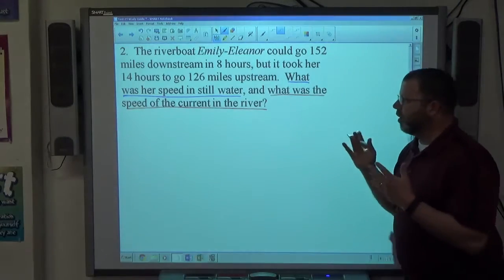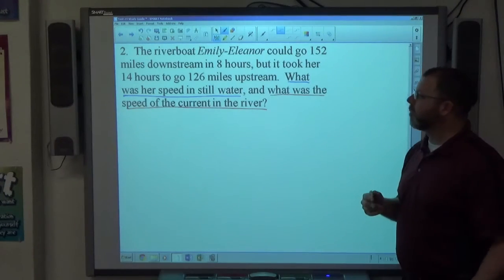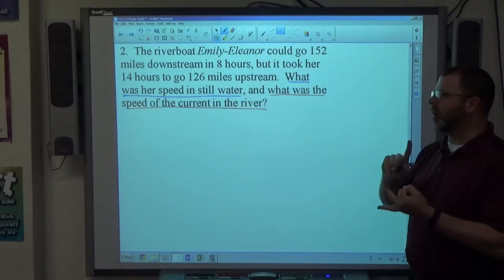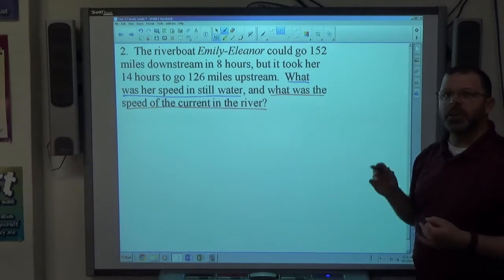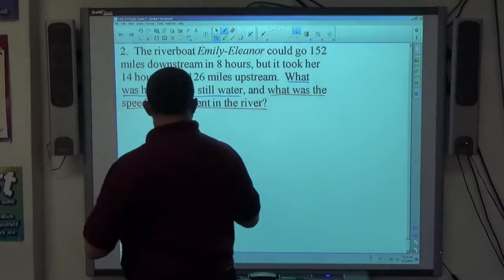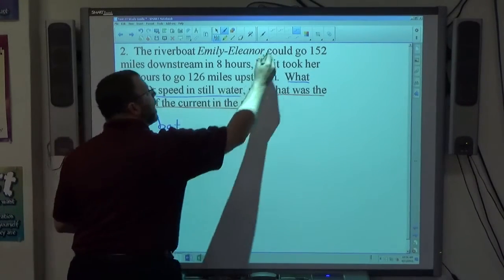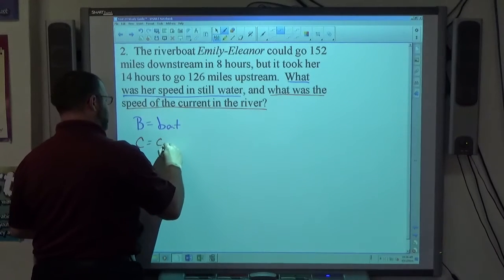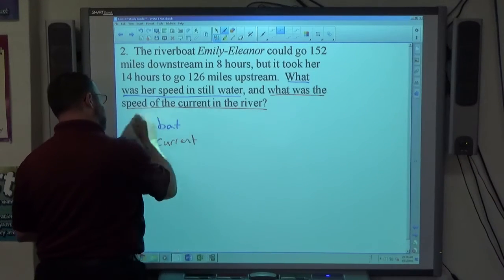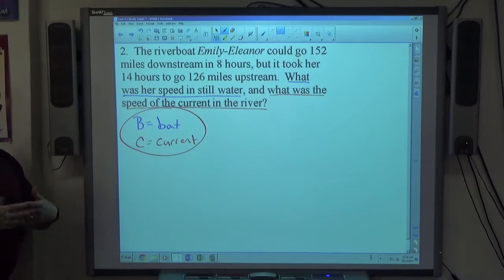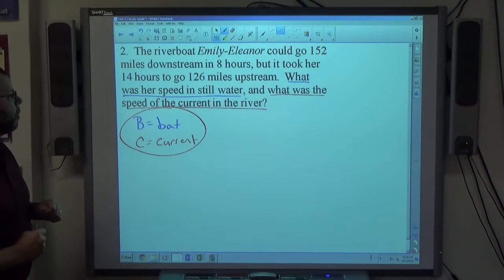So, the first thing we want to focus on in a boat in the river problem is how fast they can go in still water, how fast the water is, and they don't tell us either one of those two things. So, I'm going to say B equals speed of boat, and C is equal to speed of current. Okay, we always want to start off with that. Either write down the numerical value for both of those, or assign a variable to both of them.